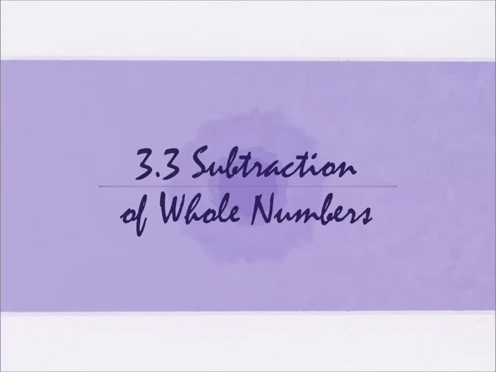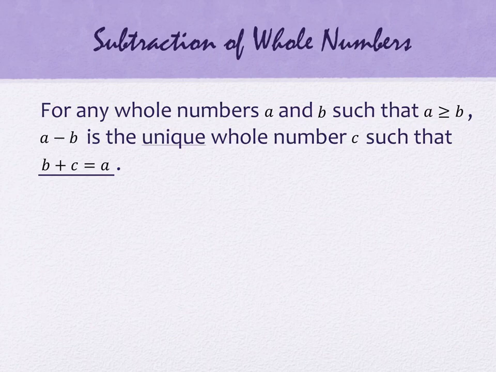Okay, 3.2 was addition of whole numbers. 3.3 is going to be subtraction of whole numbers. There's going to be some interplay between the sections, obviously, but there's going to be some new information as well that's related specifically to subtraction that didn't happen with addition.